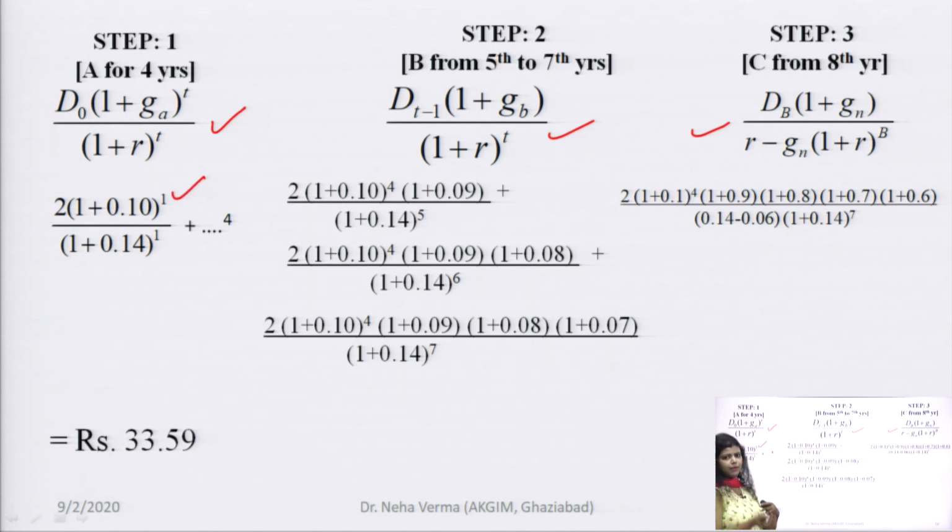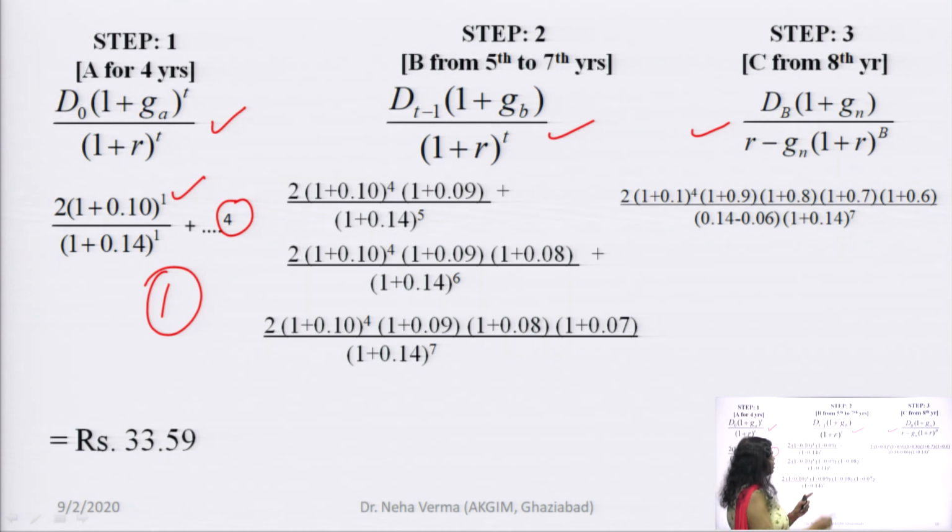Similarly, as we discussed in the previous model, we will calculate this value for all 4 years for which phase 1 lasts. Up till 4, we calculate the value, and then we obtain the value from stage 1. Then in stage 2, it will be D(t minus 1) times 1 plus gb, divided by 1 plus r. This stage is from the 5th to the 7th year, so the calculation here will start from the 5th year and go till 7 years in the model. Here we will first put the values in the variables.